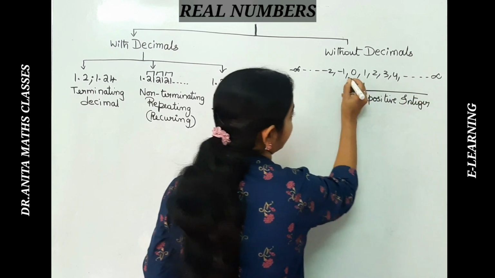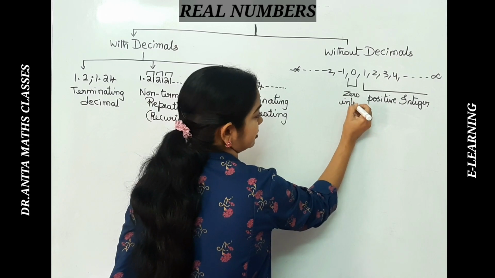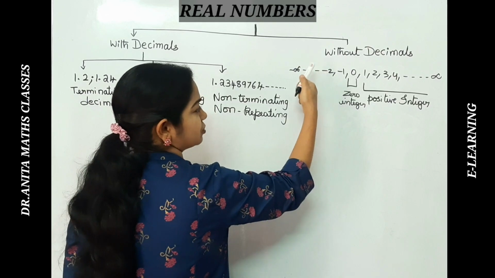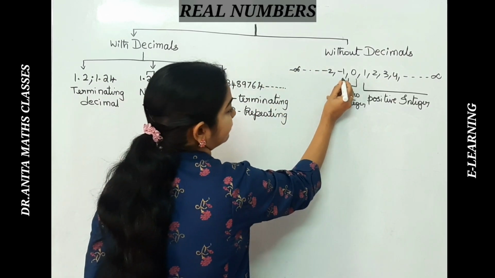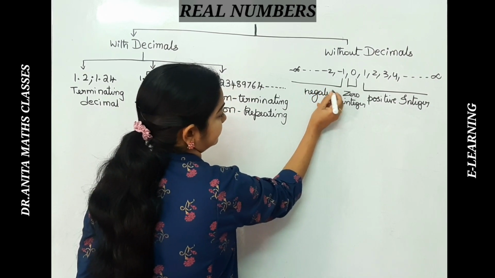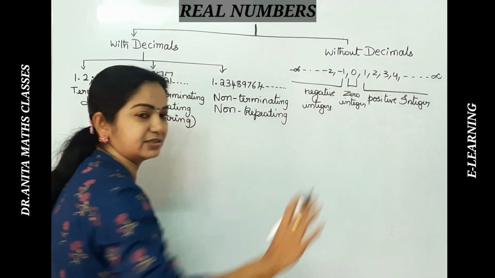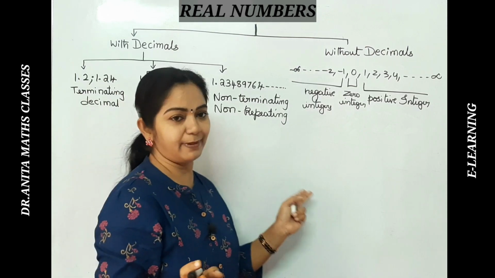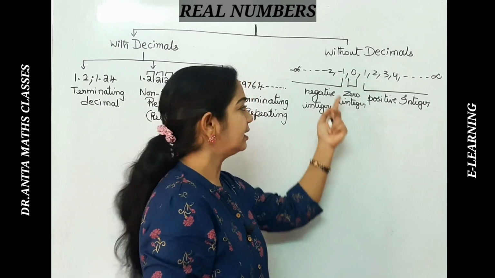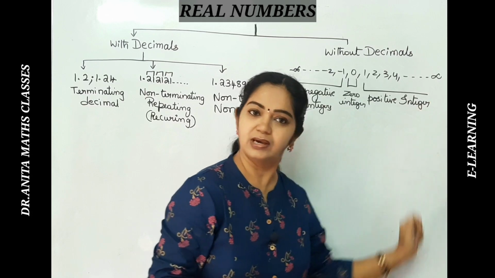Positive integers, whereas 0 is called a zero integer. And on the negative side, all the numbers -1, -2, -3, so on to minus infinity, we call negative integers. All these form the set of numbers called integers. They do not have any decimal part. So 0 is the zero integer, those with a negative sign are negative integers, and those with a positive sign are positive integers.